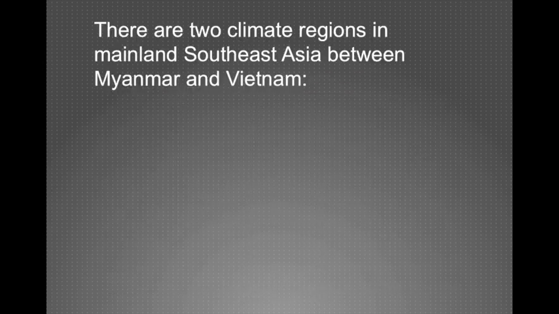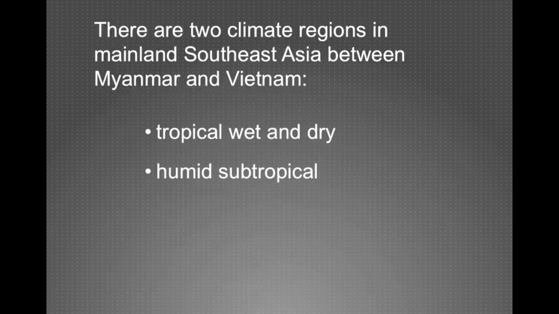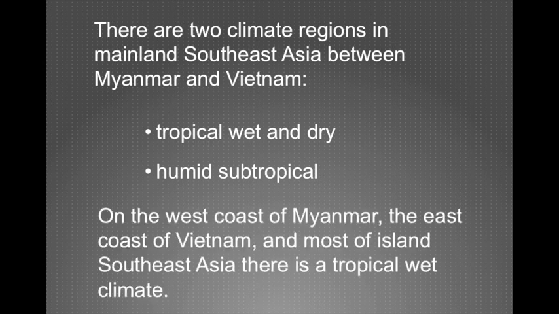All right, there are two climate regions in mainland Southeast Asia between Myanmar and Vietnam. They are tropical, wet, and dry, and they are humid, subtropical. On the west coast of Myanmar, the east coast of Vietnam, and most of the islands of Southeast Asia, there is a tropical, wet climate.